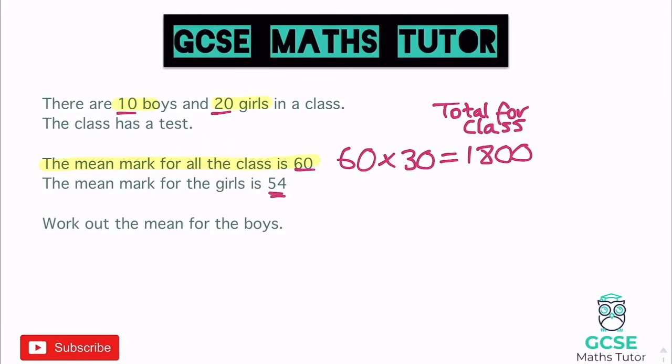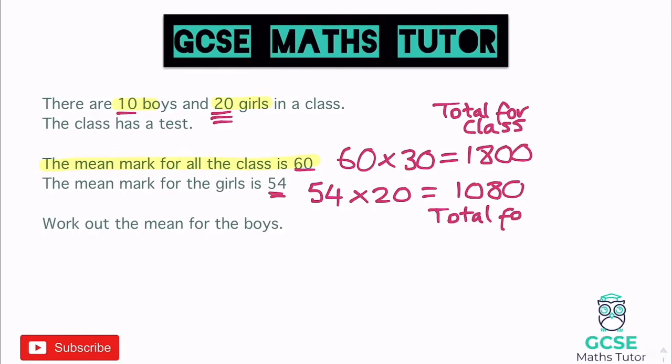There we go. Right, so the next bit of information then, we've also been told that the mean mark for the girls is 54. Now, in terms of the question, there are 20 girls. So if there's 20 girls and their mean is 54, we'll take their mean, 54, times it back by that 20 to find out what their total was. So 54 times 20, there we go, and that gives us 1,080. And there we go, there is the total for the girls. And let's just label that again. Total for girls.